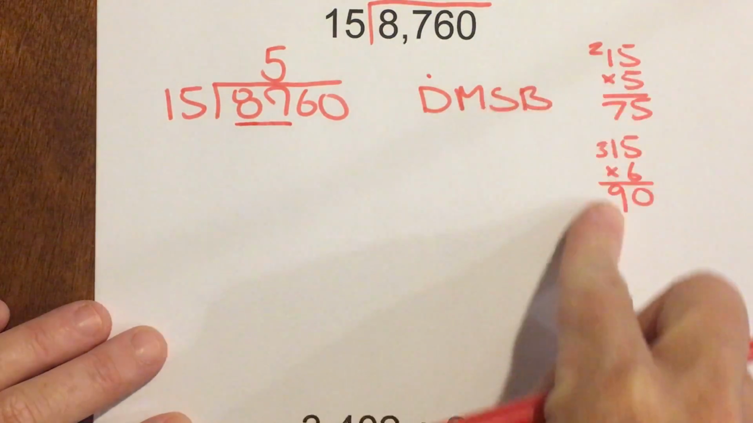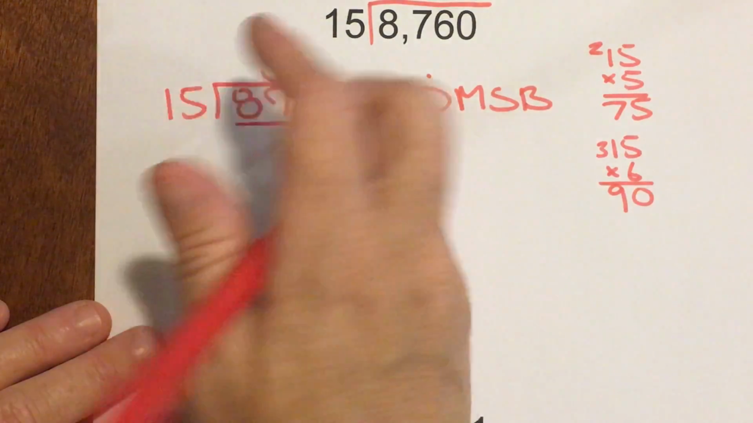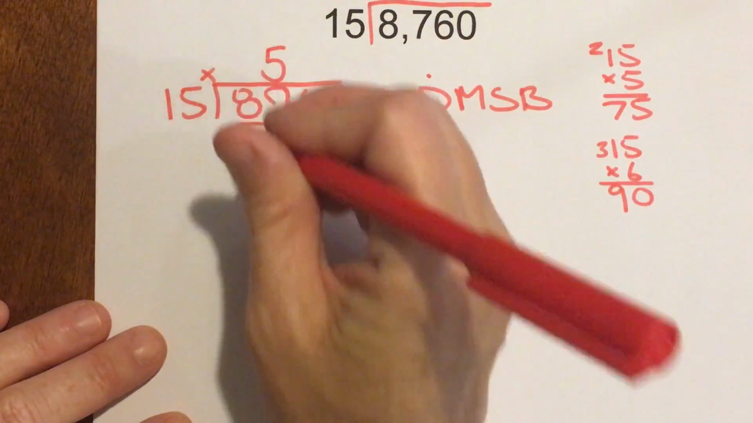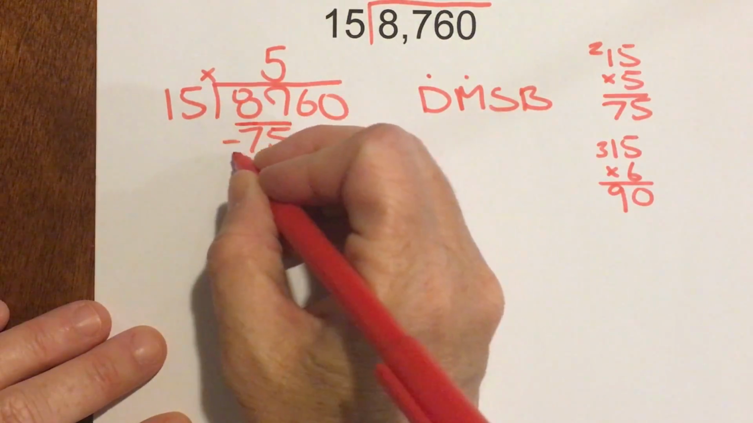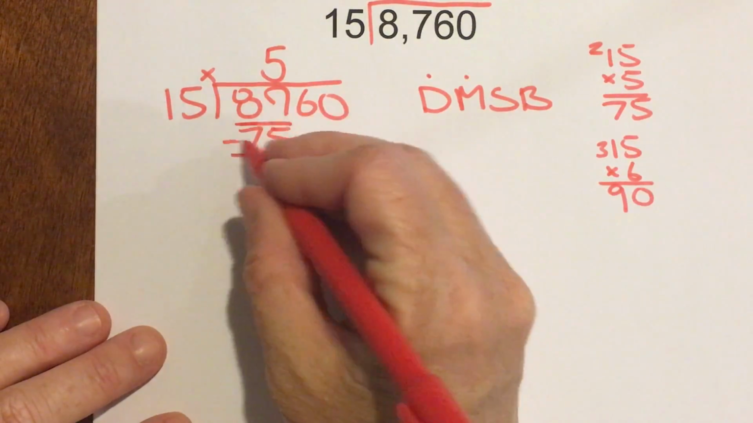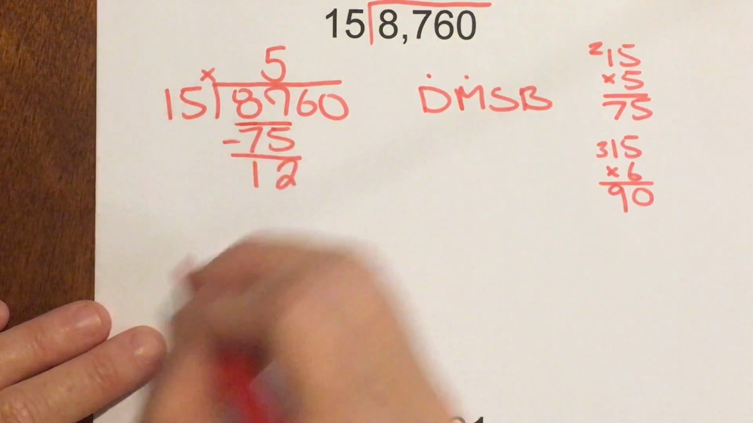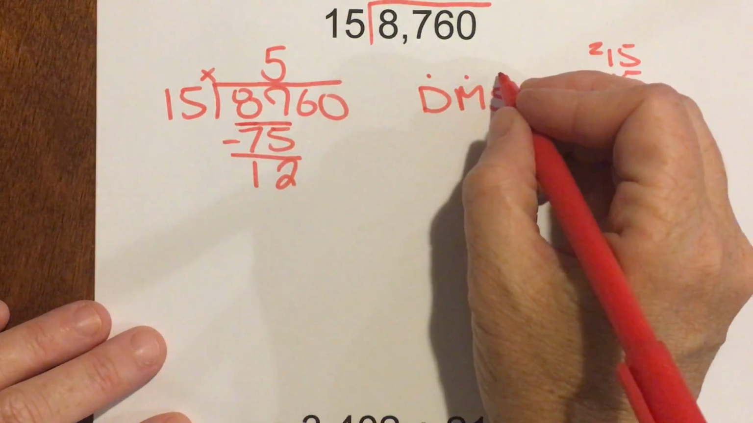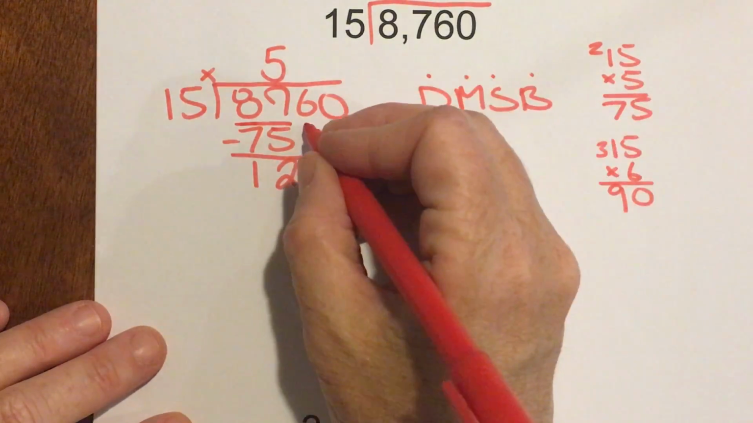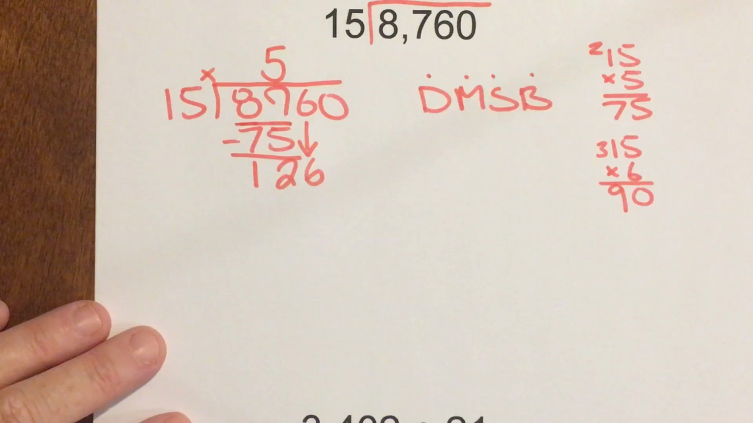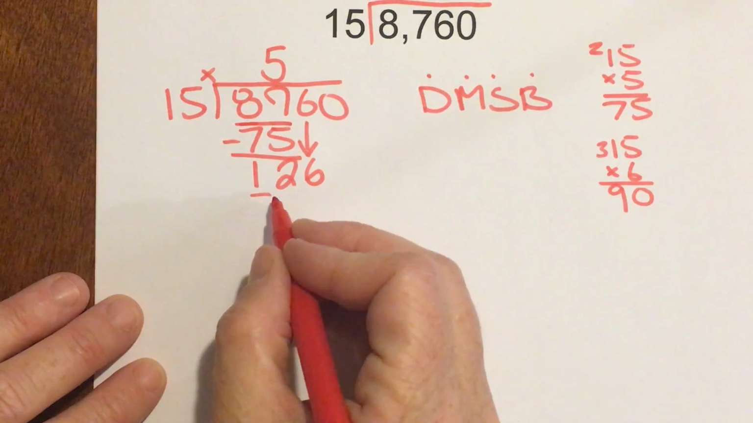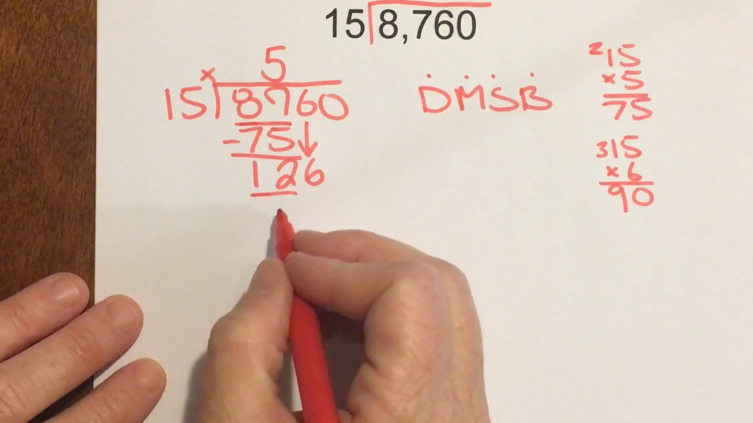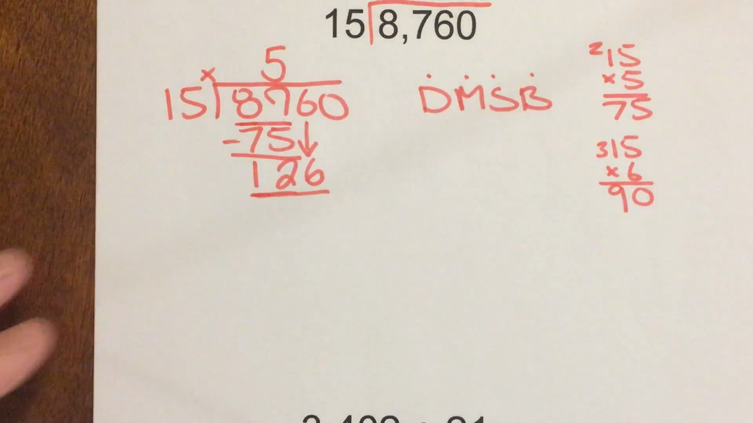Now I already multiplied over here, but now I'm going to write it here. So 5 times 15 is 75. That's my multiplication. Now my subtraction: 7 take away 5 is 2. I'm getting 12. So I subtracted. Now I need to bring down, and I'm getting 126. So can 15 fit into 1? Nope. 12? No. 126? Yes, but how many times?